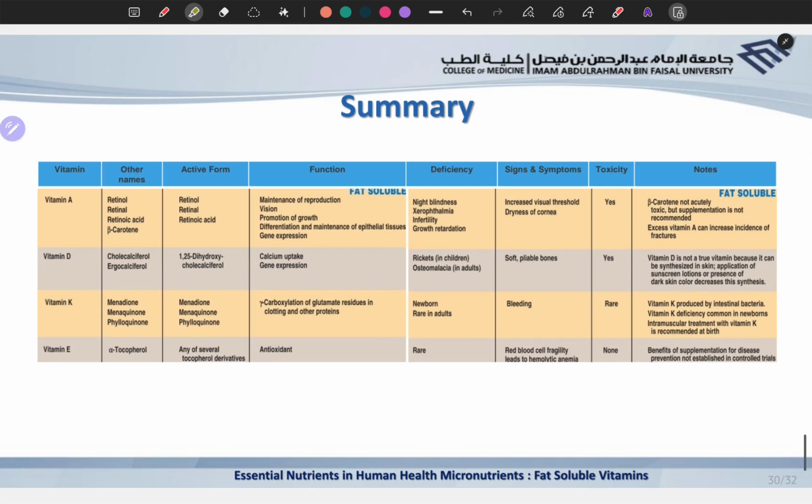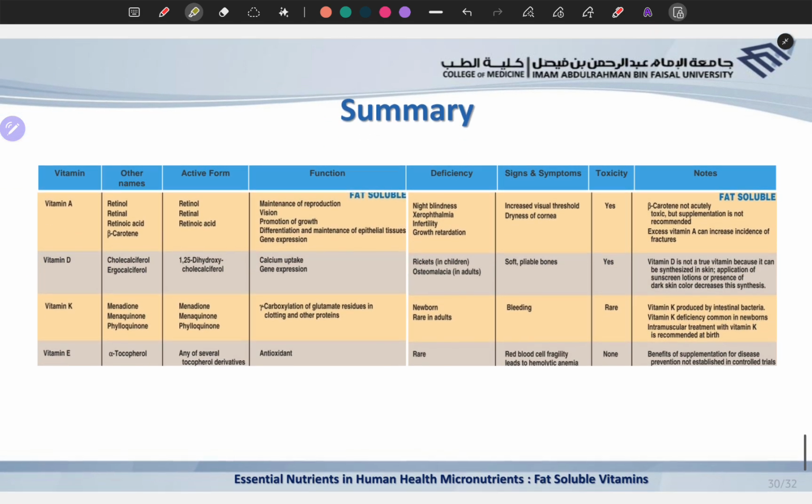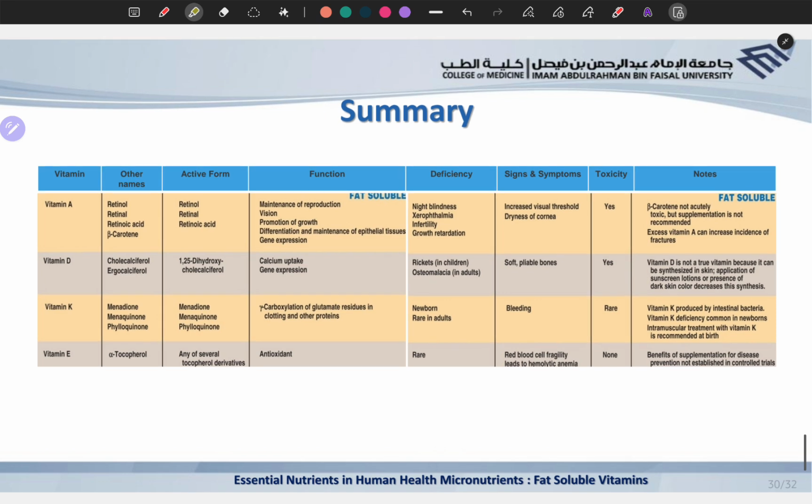Now wait. Now this is the table for last minute revision. It summarizes everything I told you, just before entering the examination hall. So vitamin A, the different forms: retinol, retinal, retinoic acid, beta carotene. Vitamin D, the different forms: cholecalciferol and ergocalciferol. Ergocalciferol from plant, cholecalciferol from animal sources. Vitamin K: menadione, menaquinone, phylloquinone. Phylloquinone is K1 from plant, menaquinone from bacteria, and menadione is commercial. Is it okay? And vitamin E, is it okay?